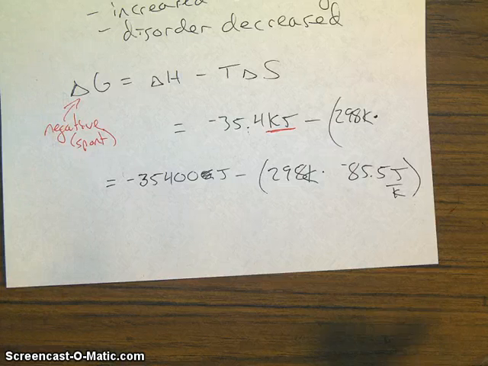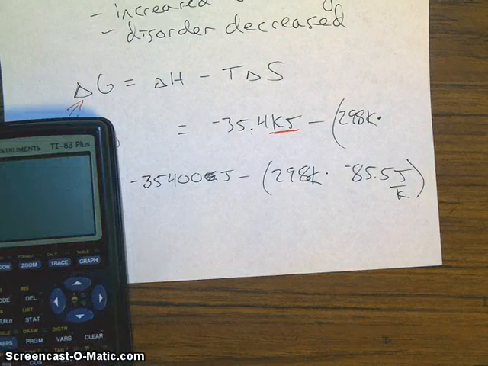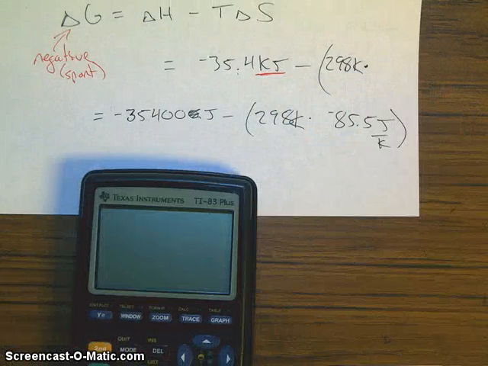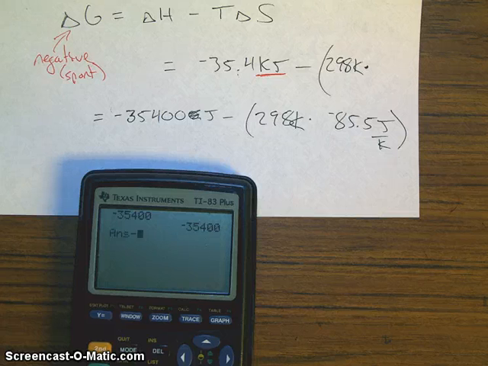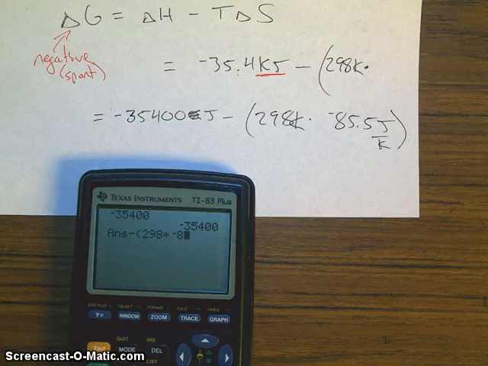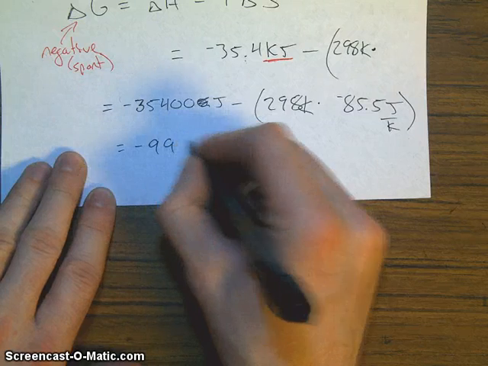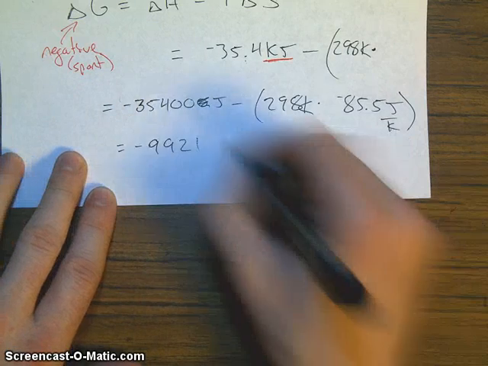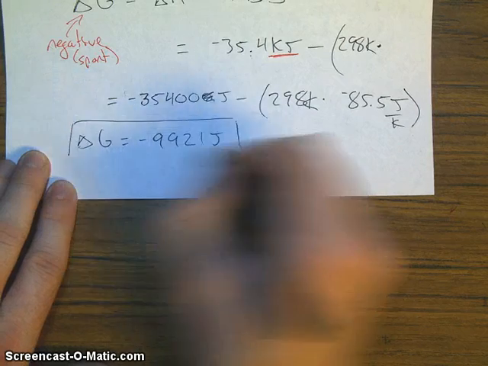All right, now calculator time. So you take your calculator, since this question's actually asking for numerical answers. I'm going to take my negative 35400, and then I'm going to subtract it from 298 times negative 85.5, and then I get my answer, which is negative 9,921 joules. So that's my delta G. So that's the answer you're looking for, delta G.